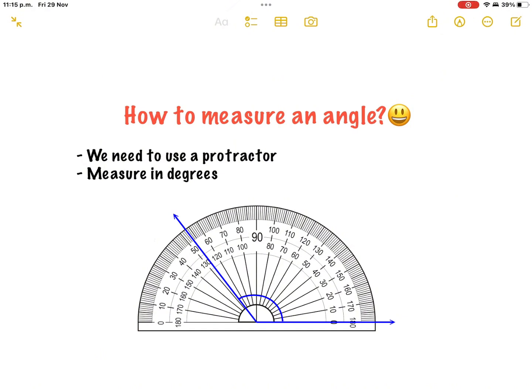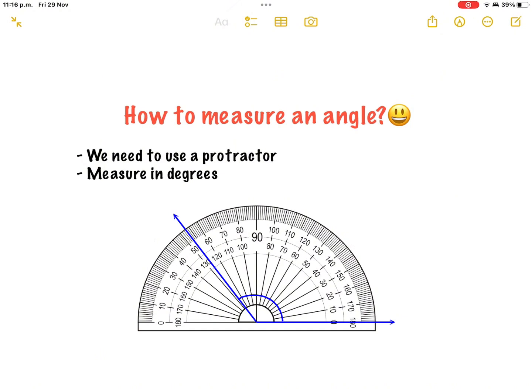To measure an angle, we use a protractor. It's a device that has 90 degrees at the middle, and then it goes from the point where it begins in 10, 20, 30, 40, 50, 60, 70, and goes up to 170 and finishes in 180. And then on the other side, it also gets to 180, but from the opposite side.